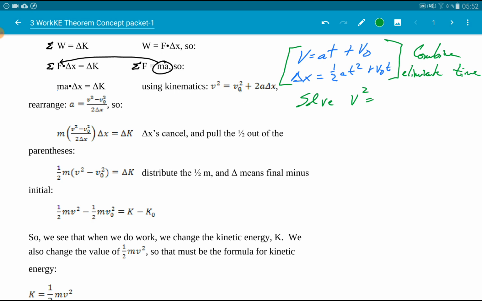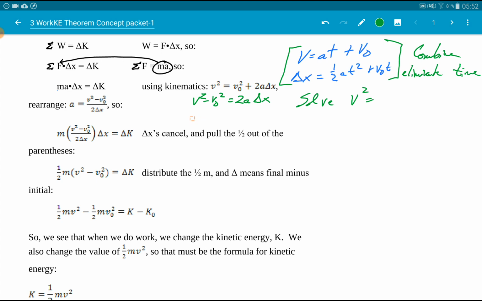So how could I do that? Well, I could move the v naught squared over to the other side, so that's v squared minus v naught squared is equal to 2a delta x. And now I need to move the 2 and the delta x over to the other side, so I can do that by simply dividing both sides by them.